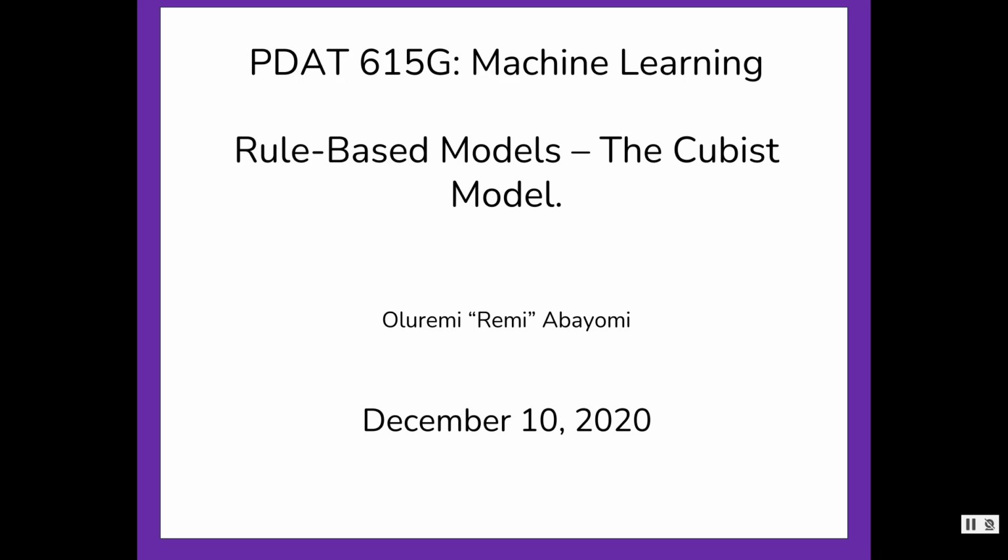In this module, we're going to learn about a rule-based model, namely the Cubist model. The Cubist model is one of the current state-of-the-art algorithms that are deployed in machine learning for learning the association or the relationship between predictor variables and the target feature.